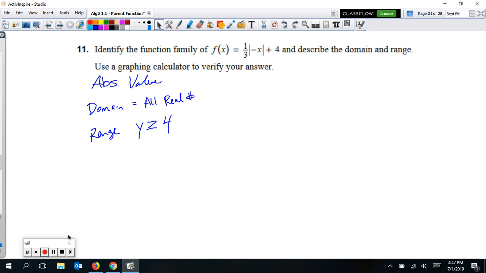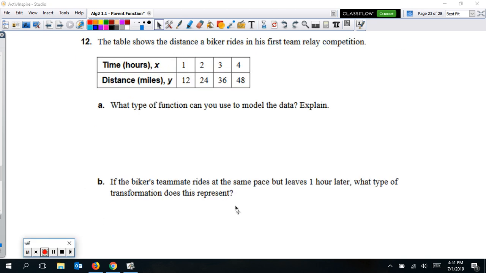All right, let's move on to the last one, number 12. Number 12 says the table shows the distance a biker rides in his first team relay competition. So this table, again, is just a table of values like we've been doing. It's just kind of done horizontally. So here's your x numbers, 1, 2, 3, 4, and your y numbers here. First question says, what type of function can you use to model the data?